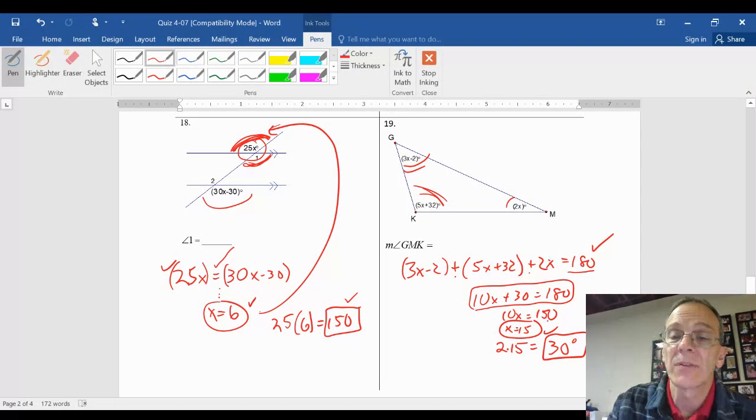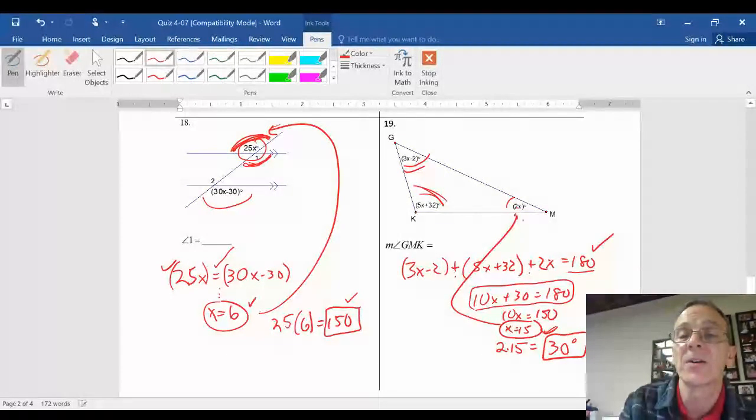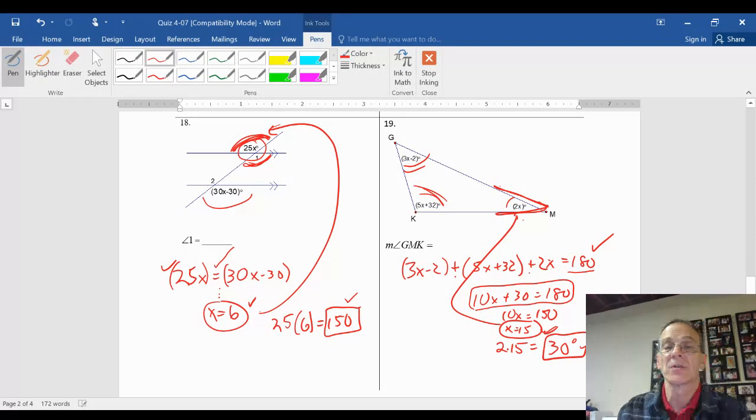Solving that equation led to x equals 15, which earned you another point, and then plugging that 15 back in here, because this was the angle that I asked you for. 2 times 15 is 30, got you the final point for that problem.